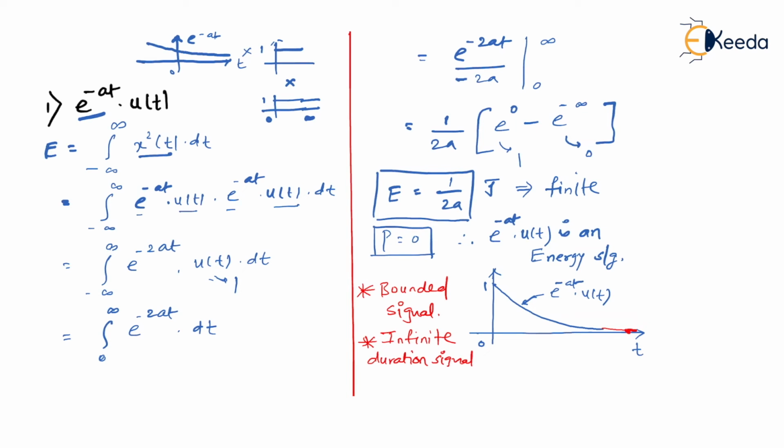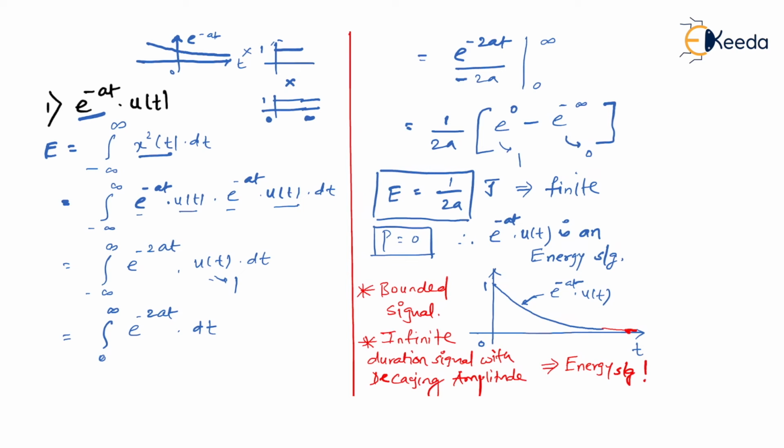If you recall, in the last figure, it was a bounded signal also, but it was a finite duration signal. Remember, a bounded signal with finite duration is 100% an energy signal. But if the signal is bounded but having infinite duration, then its amplitude must be decaying in nature. As you can see, the amplitude is decaying. So I would say it is an infinite duration signal with decaying amplitude. In that case, the given signal is an energy signal.